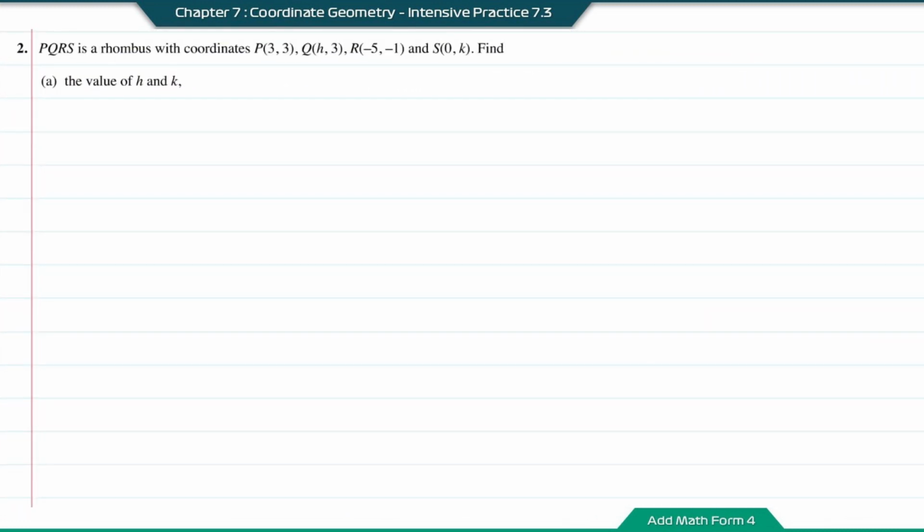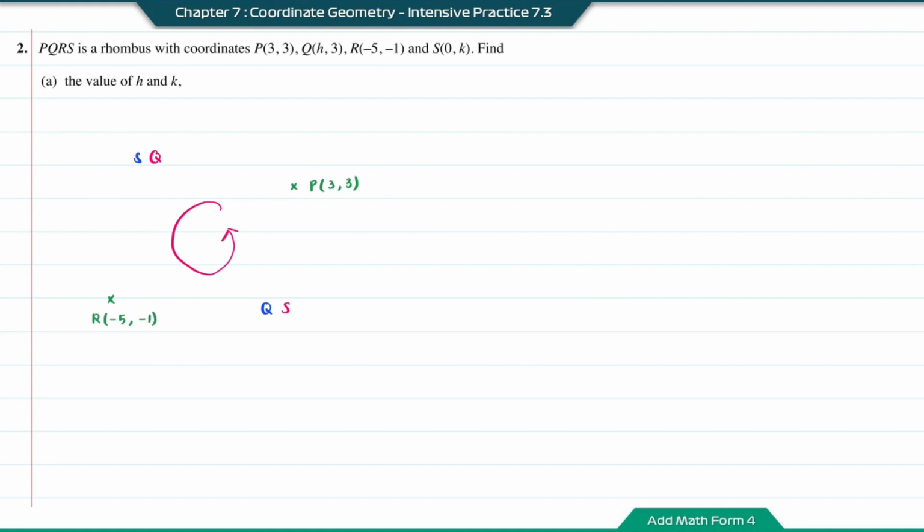Question number 2. PQRS is a rhombus with coordinates P(3, 3), Q(h, 3), R(-5, -1), and S(0, k). Find (a) the values of h and k. So these will be the positions of the points P and R based on the coordinates. When the rhombus PQRS is arranged clockwise, this will be the point Q and this will be the point S. But if the rhombus PQRS is arranged anti-clockwise, then here will be the position of the point Q and here will be the position of point S.